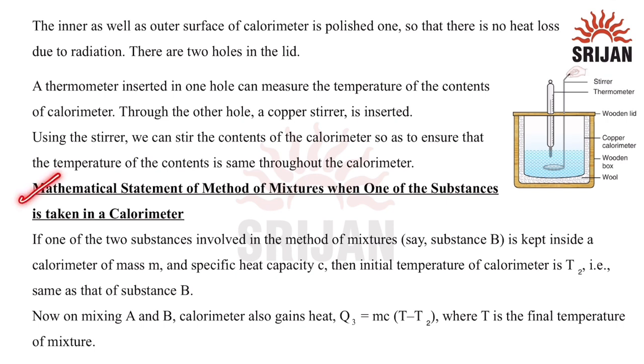Now, what is the mathematical statement of the method of mixture when one of the substances is taken in the calorimeter? Now, if one of the two substances involved in the method of mixtures, let's say substance B, is taken inside the calorimeter of mass M and specific heat capacity C, then the initial temperature of the calorimeter, let's say T2, is the same as that of substance B. Now assume this is substance B having T2 temperature. Okay, so the calorimeter will attain the same temperature. Now on mixing A and B, the calorimeter also gains heat, that is Q3, that is mC(T minus T2), where T is the final temperature of the mixture.